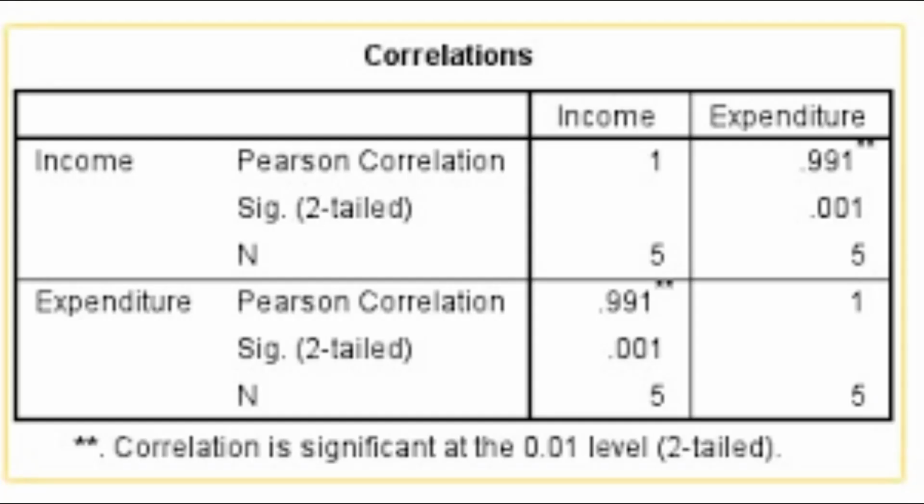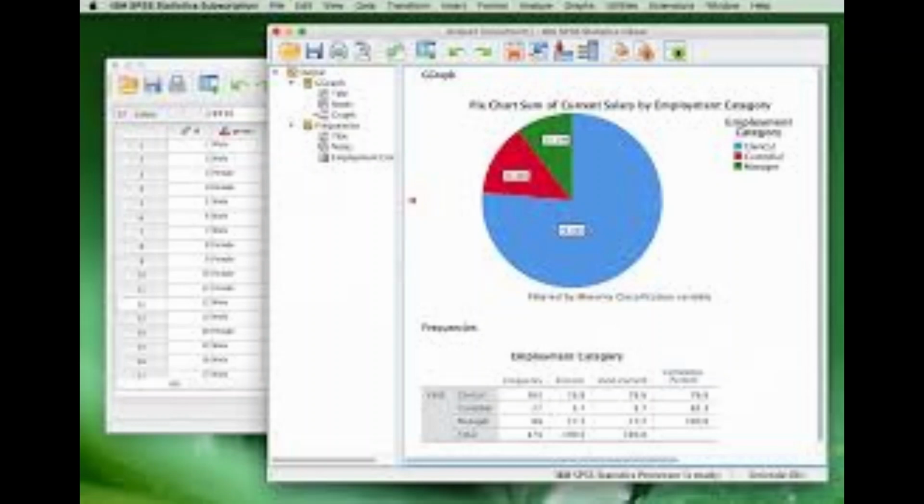Data visualization. SPSS allows you to create various visual representations of your data, including histograms, bar charts, line graphs, scatter plots, and pie charts. These visualizations can help you understand patterns, trends, and relationships in your data more effectively.